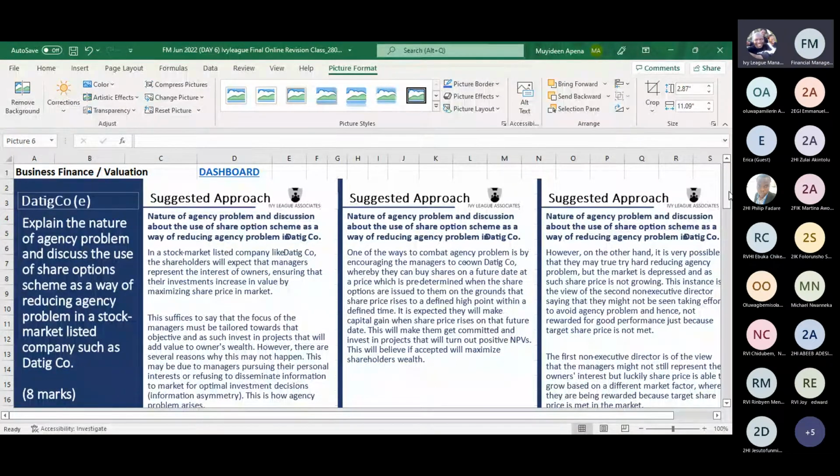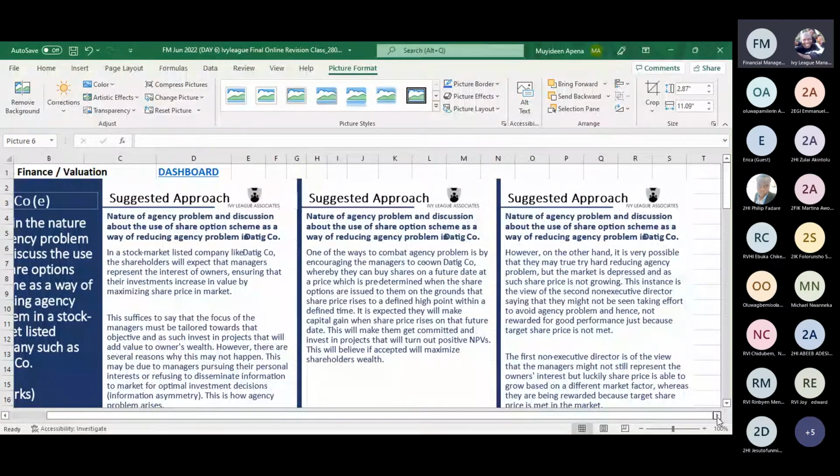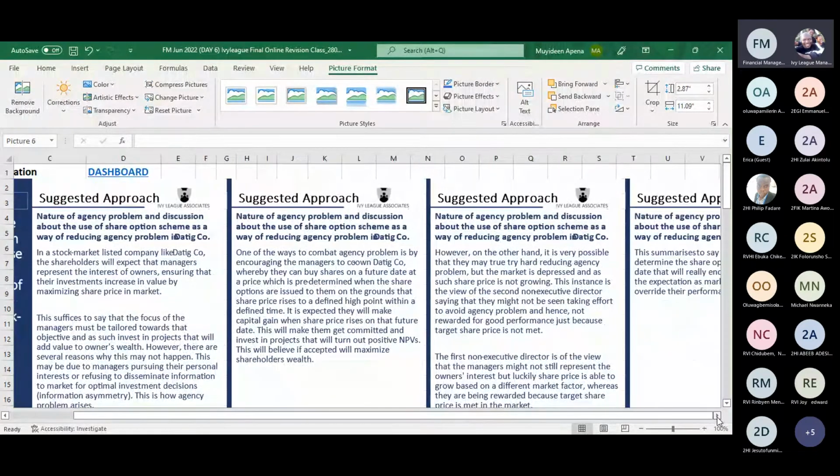That is the belief. However, it is very possible, on the other hand, that this may not be so. And those are the things that the two directors are trying to point out. So they will be doing all they need to do to ensure that they maximize the wealth.